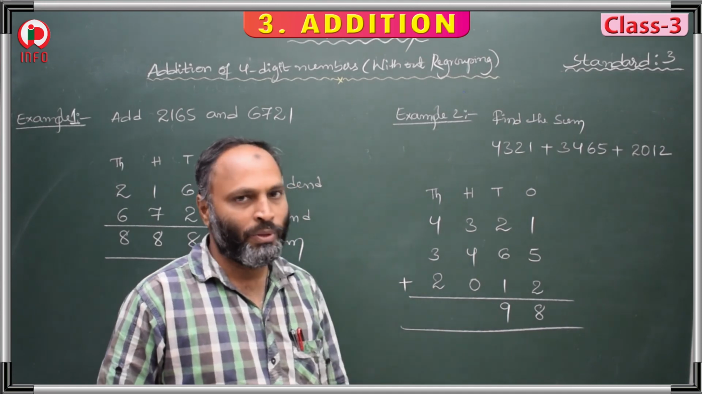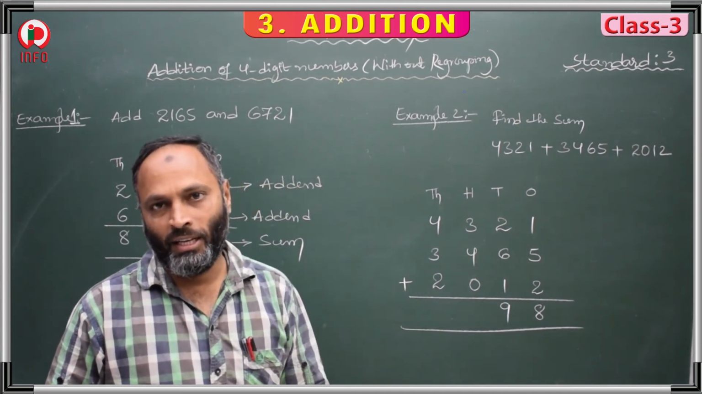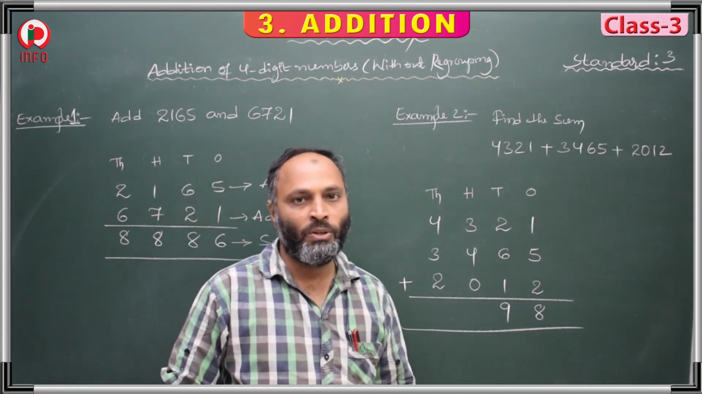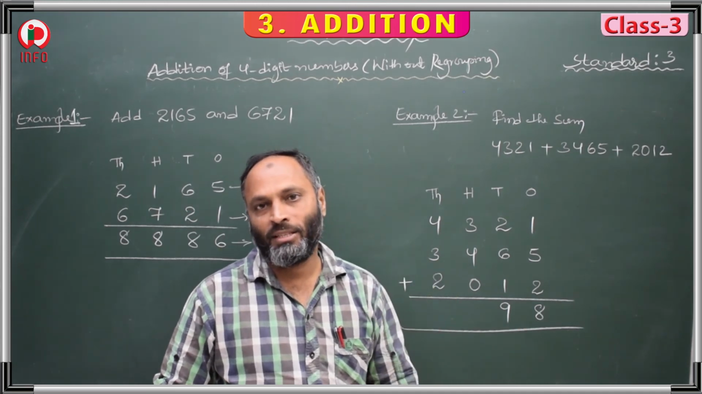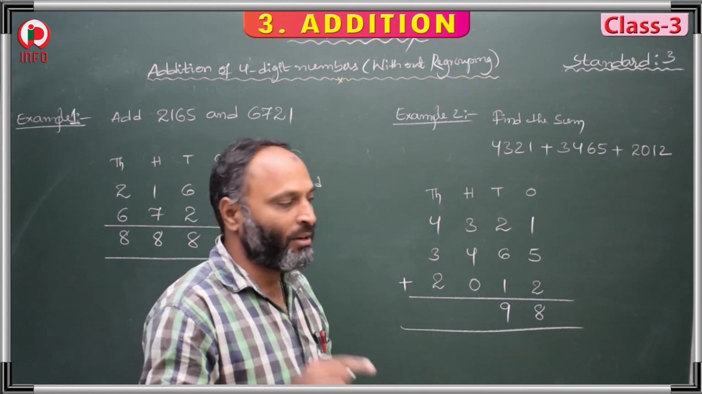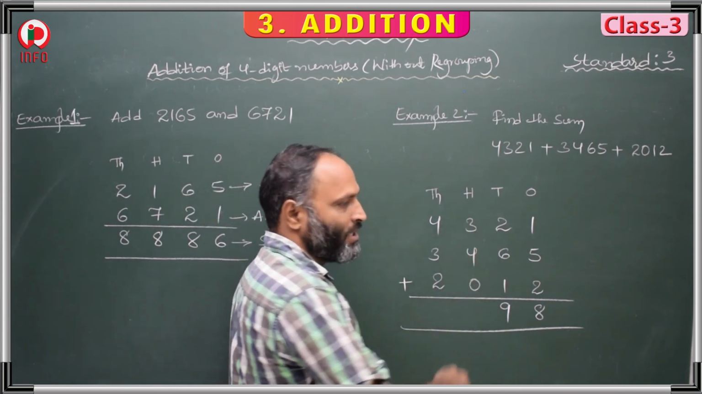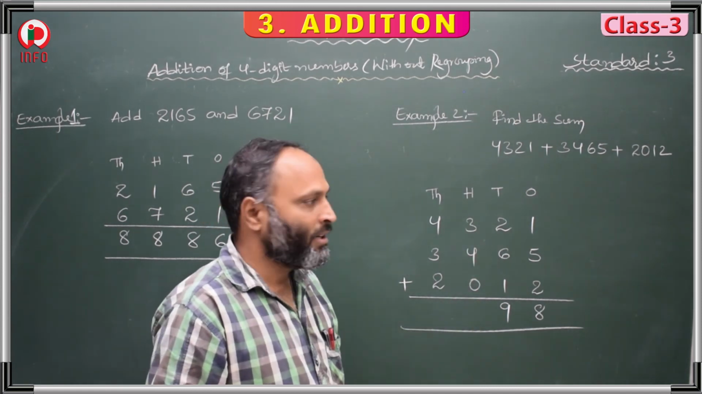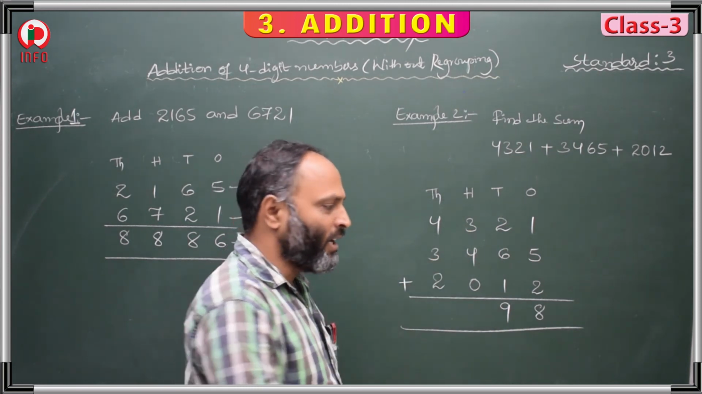7 plus 0. 7 plus 0 is 7 only. If any number is added with 0, then we will get the same number only. You have to remember this. Don't take 0 here; 7 plus 0 is 0, it is not correct. 7 plus 0 is always 7.